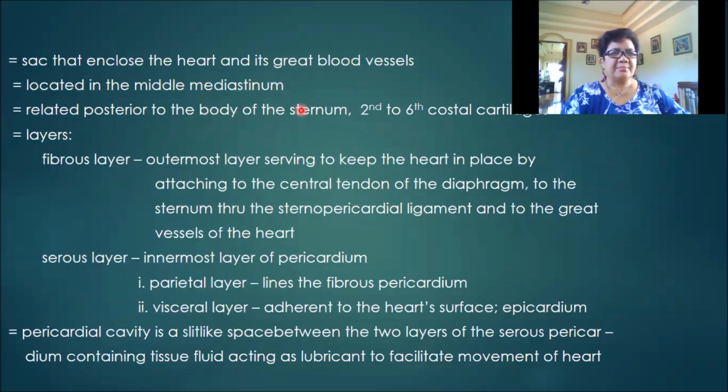Now your heart is located in the middle mediastinum. This is related to the body of the sternum. Anterior to the heart is the body of the sternum, and also the second to the sixth costal cartilages. So you can see that the heart has a bony protection, which is your sternum and the costal cartilages. Now the pericardium has two layers. You have the fibrous and the serous layer.